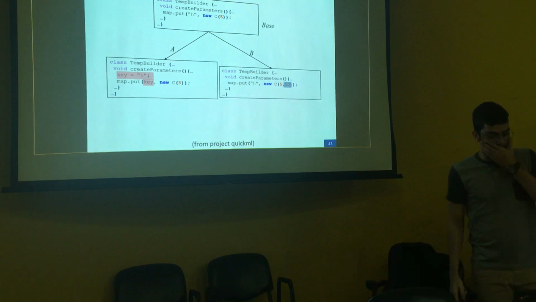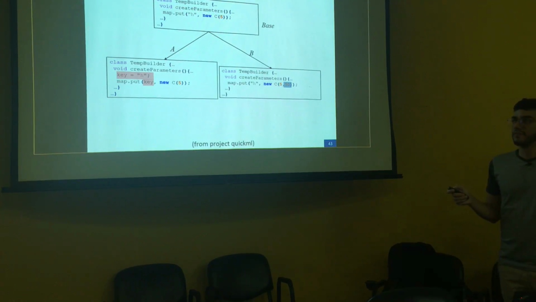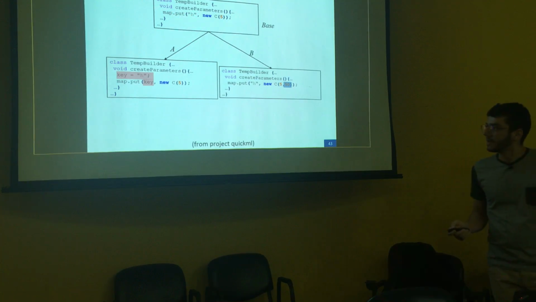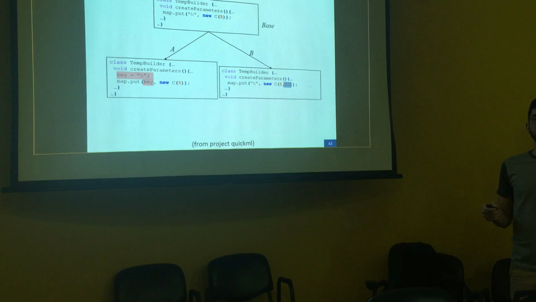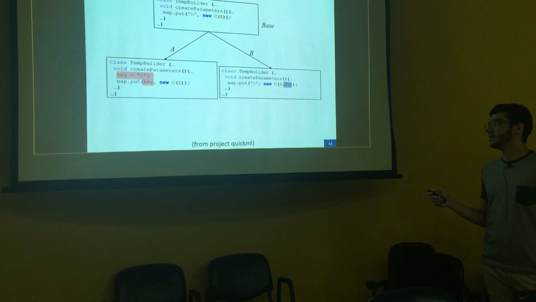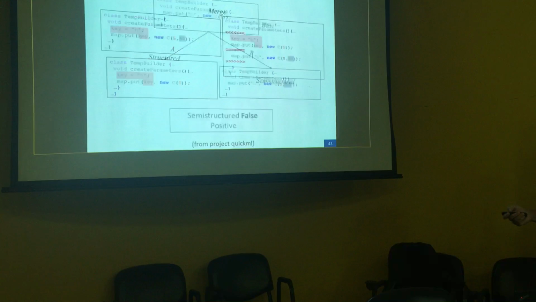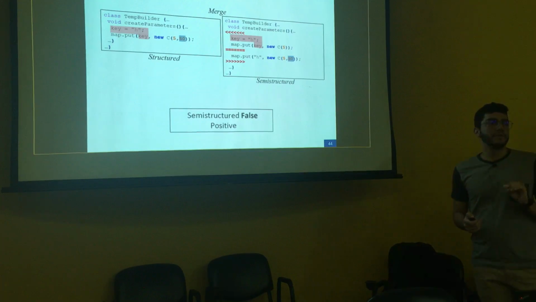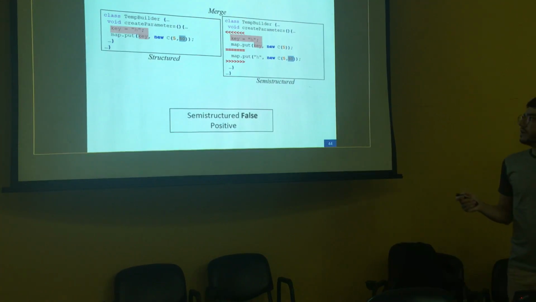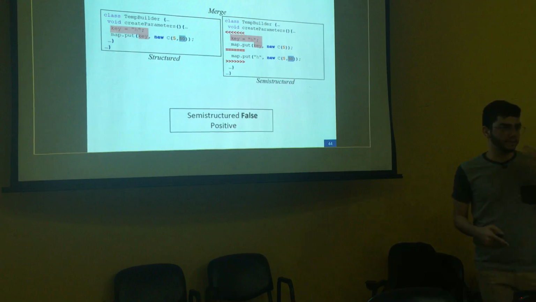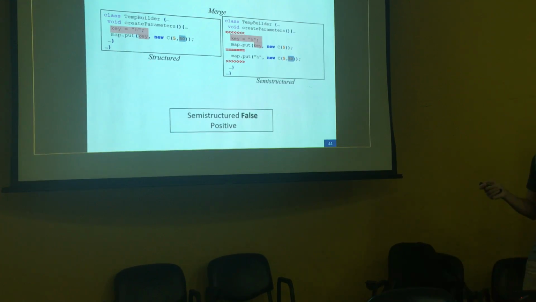Let me show an example. In this example, the base version shows a method that adds a new key value to a map. The first developer in red refactored the code by extracting the key variable, and the second developer added an extra argument to the constructor call in blue. As developers change different nodes from the base version, structure merge does not report a conflict. However, semi-structure merge reports conflicts because it detects that both developers change the same line in declaration body.